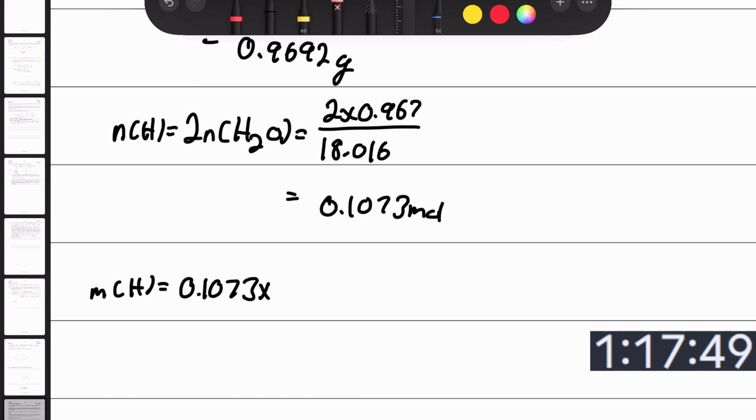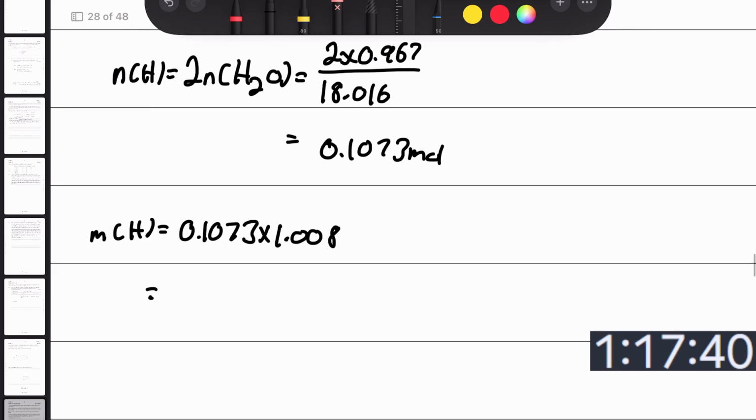So the mass of hydrogen is going to be equal to 0.1073 times 1.008. 0.1073 times 1.008 is equal to 0.1082 grams.